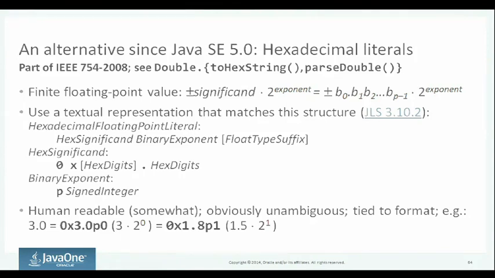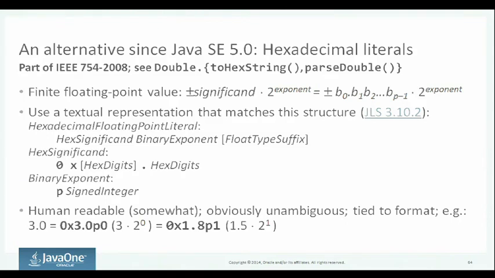Now you might say, well, this is all very complicated dealing with decimal strings for binary floating point. Is there something else? Yes, there is, although you might be forgiven for thinking that the cure is worse than the disease. There's actually hexadecimal floating point literals. These were added to the revision of the IEEE floating point standard, and they've actually been in Java since JDK 5. Now, the structure of the floating point number is that you have a significand and your exponent, and there's a textual representation that matches that basic structure. So you have a hex significand and then an exponent. So the advantage of hexadecimal literals is that it's somewhat human readable. It's obviously unambiguous, and it can be tied to the format.